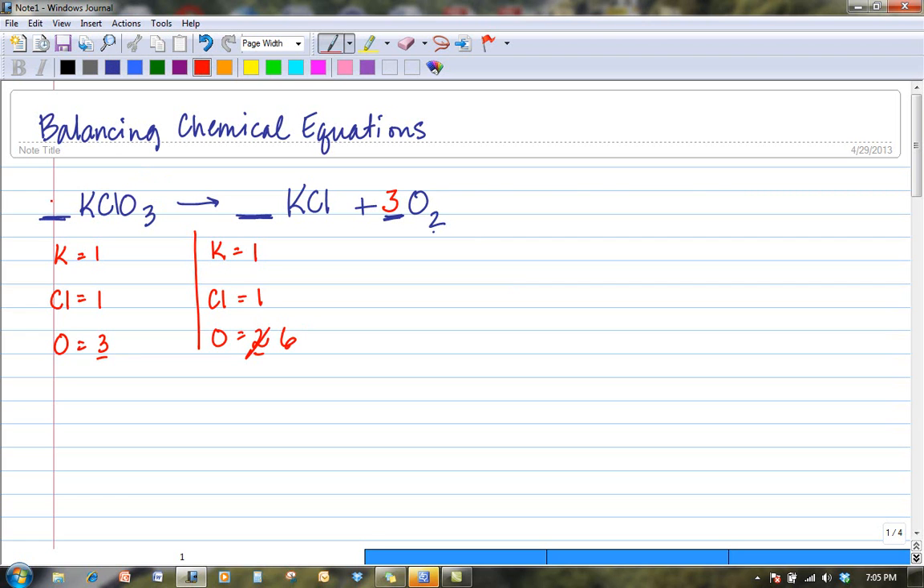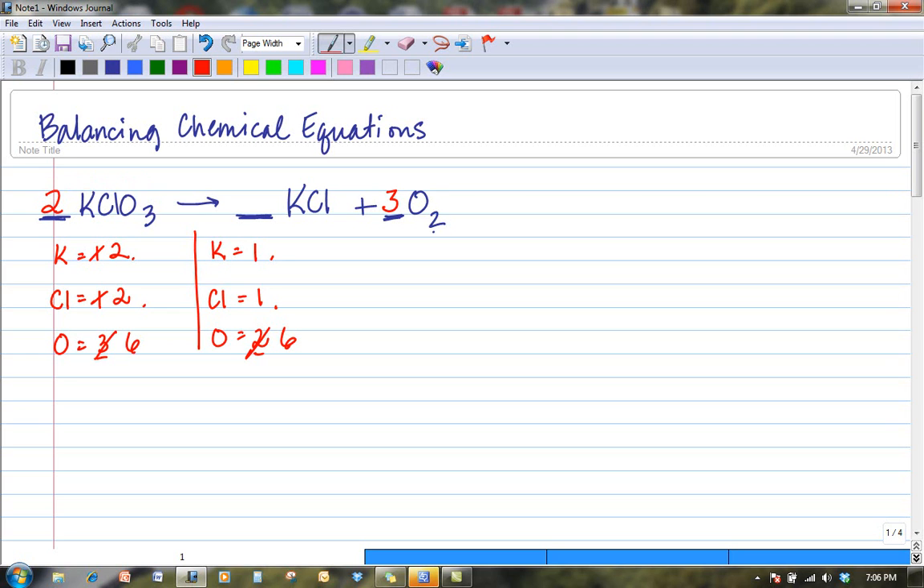What I have to do is put my 2 at the front of the compound. But just like I showed you before, that not only changes my O, but it's going to change my potassium and my Cl as well. So 2 times 1 potassium gives me 2 potassiums. 2 times 1 chlorine gives me 2 chlorines. And 2 times 3 oxygens gives me 6 oxygens. Great. But now my potassiums are unequal and so are my chlorines.